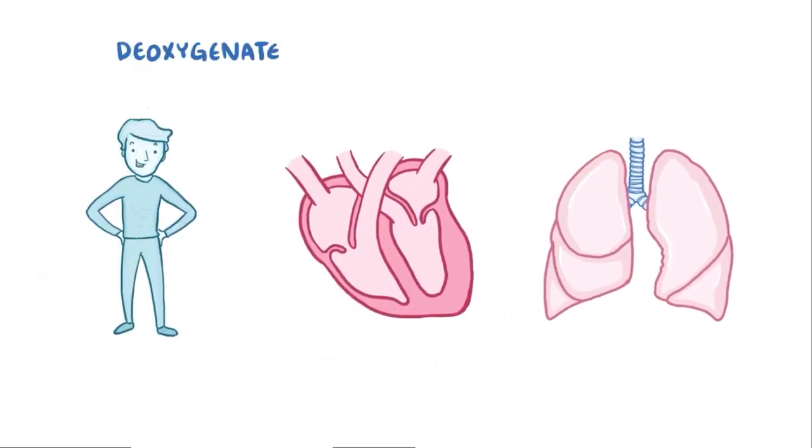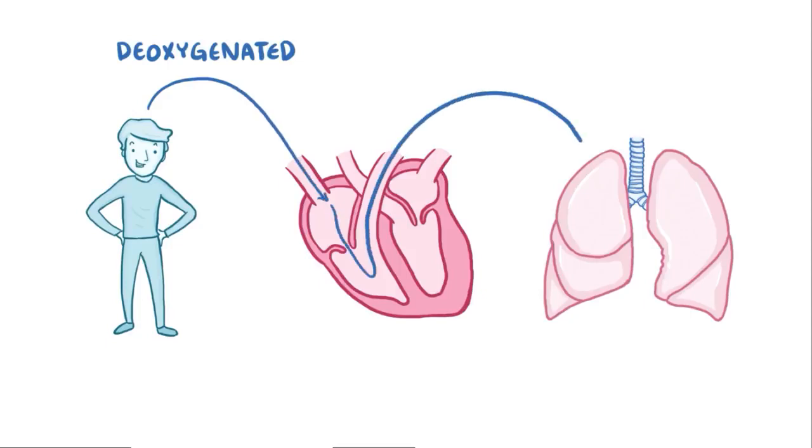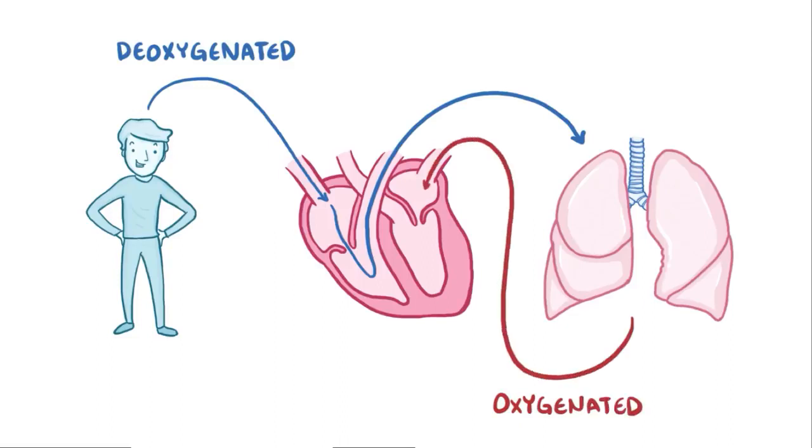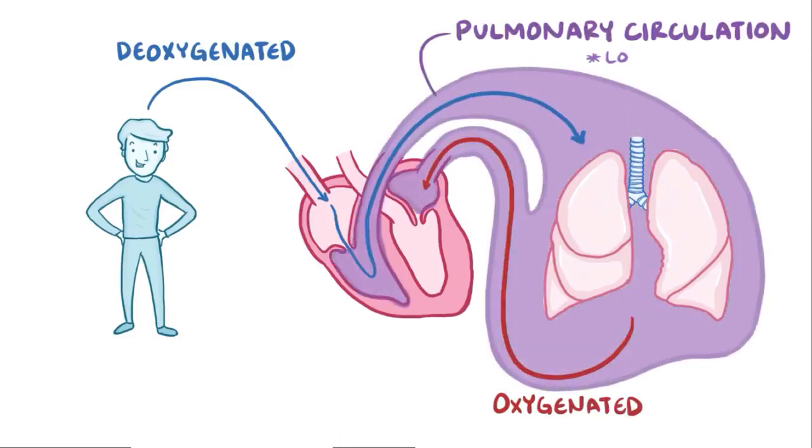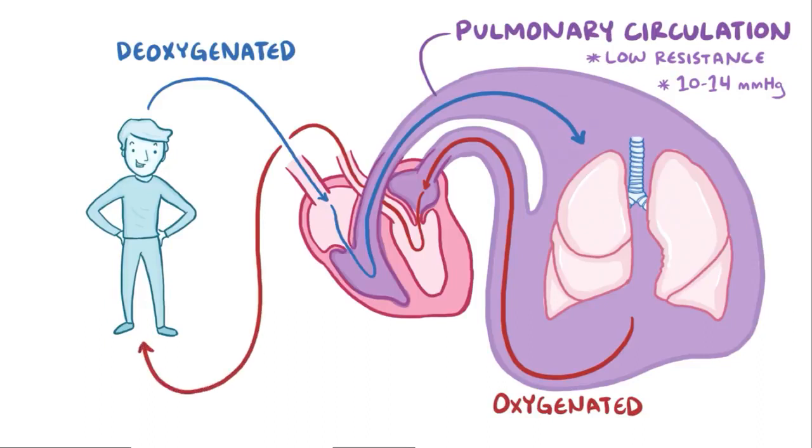Normally, deoxygenated venous blood from the body goes into the right atrium of the heart. From there, it goes into the right ventricle, and then gets pumped to the lungs where it's reoxygenated as it goes through the pulmonary circulation. The pulmonary circulation is a low-resistance system, with pressures ranging between 10 and 14 millimeters of mercury. After going through the lungs, oxygenated blood goes into the left atrium, and then into the left ventricle, and finally gets pumped back out to the body.